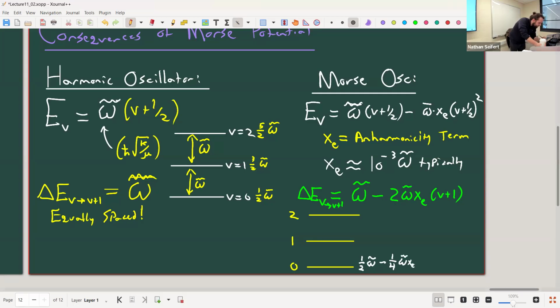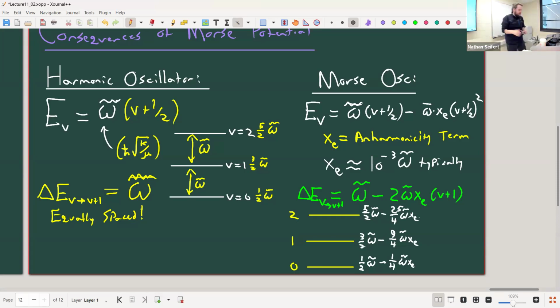omega x sub e. Right, and the next one is 3/2 omega. And then we have 3/2 squared, that's 9/4 omega xe. And then we have 5/2 omega minus, let's think about that. So that's 2. V plus 1/2. V equals 2. 2 plus 1/2. Oh, right. So it's 25/4 omega x sub e.